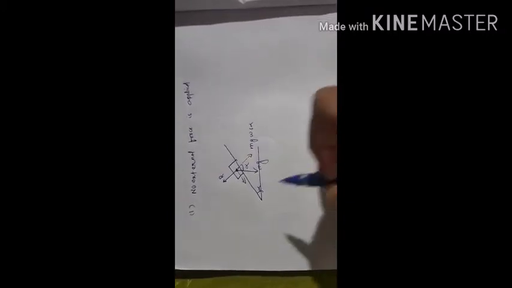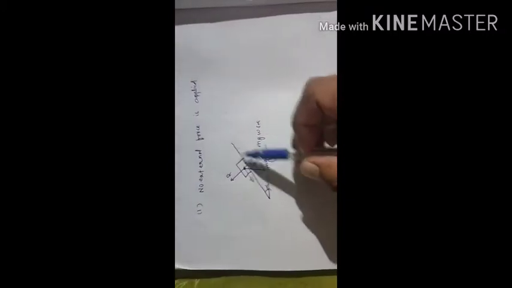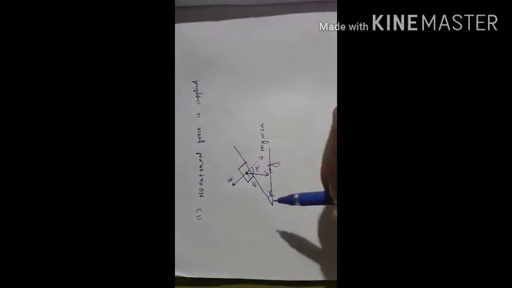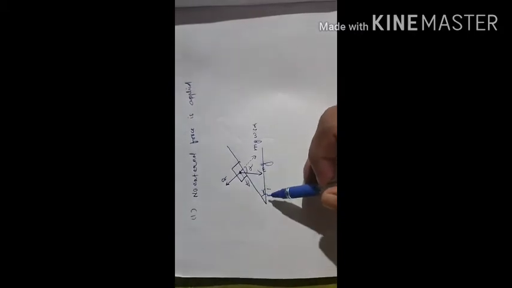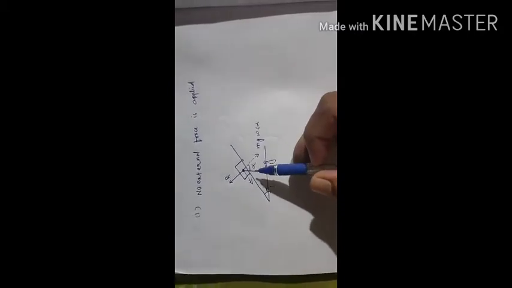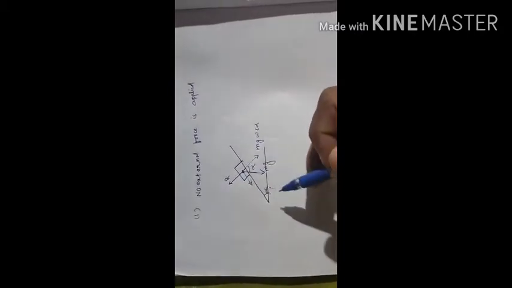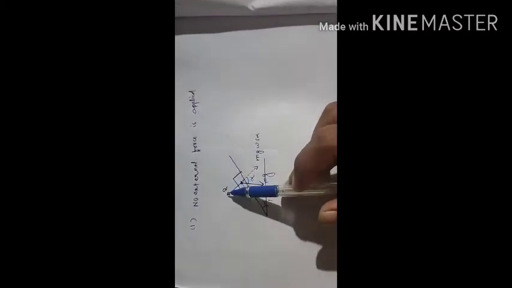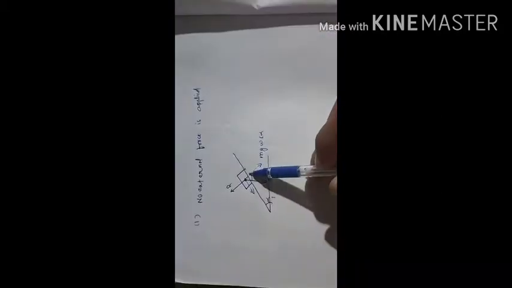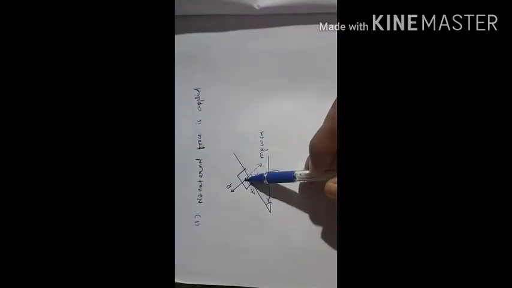Now let's talk about the third case where no external force is applied and the block is placed on an inclined plane, the plane which is making some angle alpha. So we have an inclined plane making an angle alpha and the block is placed over that plane. As we know, there are two forces active on the block. One is the reaction force, another is mg.